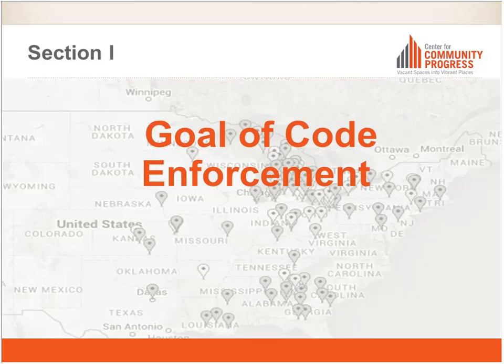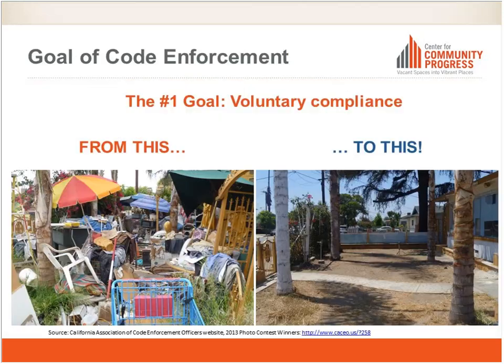All right, so let's move into the goal of code enforcement. The number one goal for almost every code enforcement officer is always going to be voluntary compliance. We want to go from the picture on the left to the picture on the right. And we want to do that without expending public time and dollars other than notice. We want the owner to understand the problem, have a clear idea of what is needed to correct the problem, and then to address it themselves.